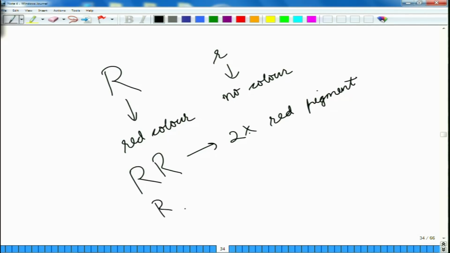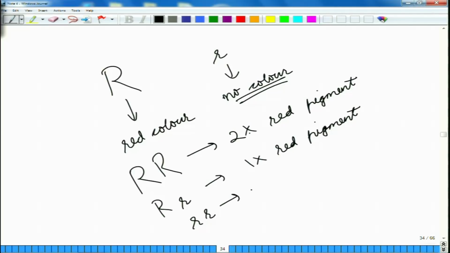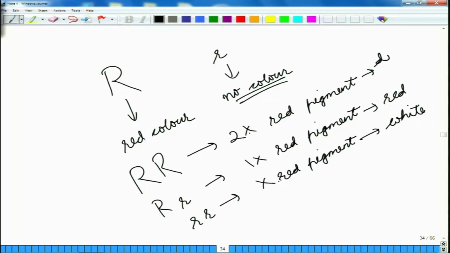If you have a capital R and a small r, you have one time production of a red pigment, because small r is not coding for a red pigment, it is not coding for any color. And if you have small r, then there is no red pigment. Now in this case, this would look white in color because there is no pigment in the flower. This would appear say red in color, and this would appear a deep red in color.